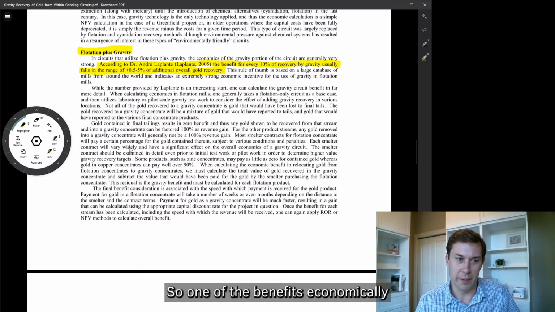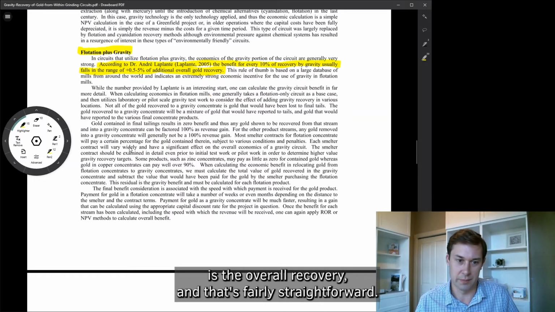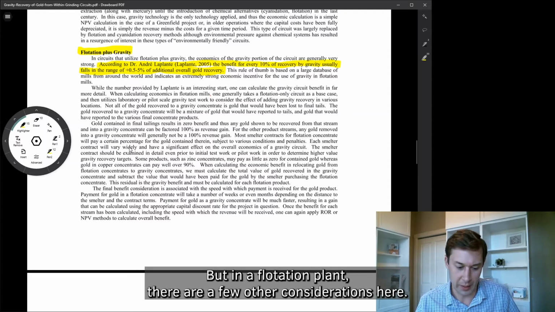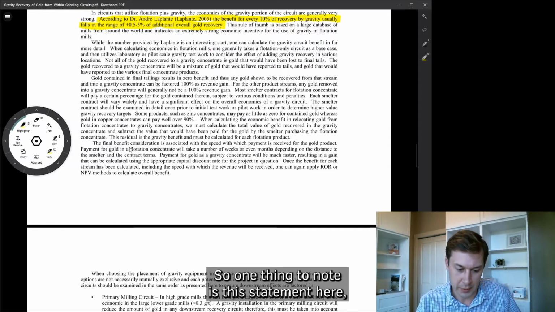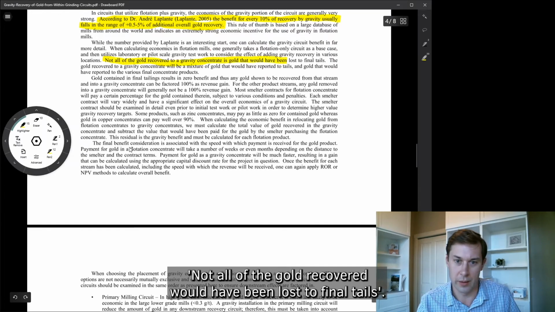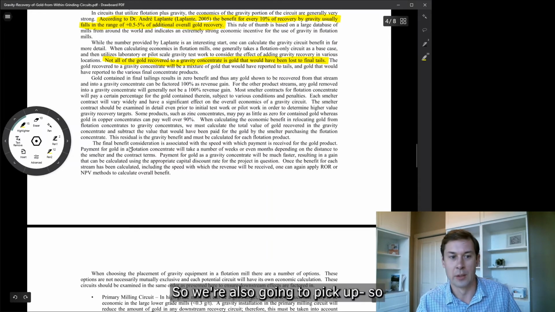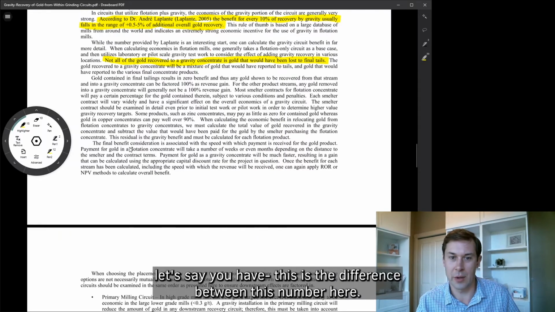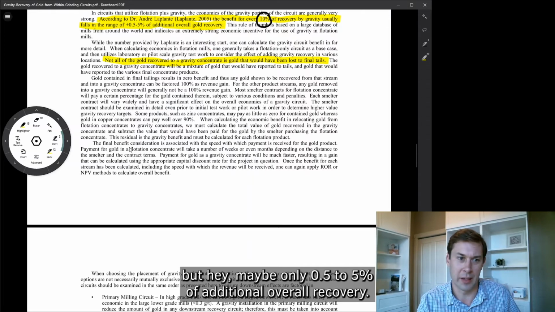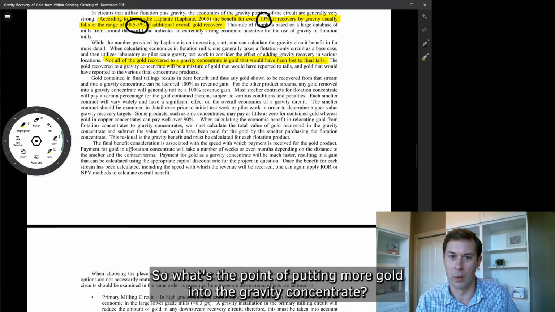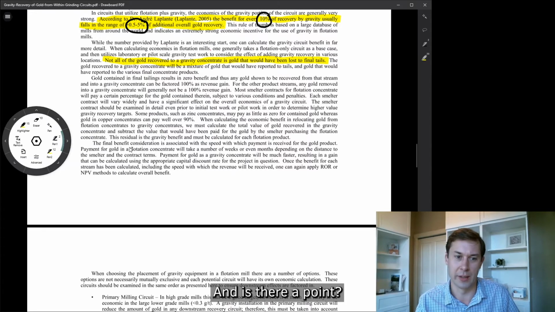So one of the benefits economically is the overall recovery, and that's fairly straightforward. But in a flotation plant, there are a few other considerations here. So one thing to note is this statement here: not all of the gold recovered would have been lost to final tails. So we're also going to pick up, so let's say you have, this is the difference between this number here. So you're going to have 10% gravity recovery, but hey, maybe only 0.5 to 5% of additional overall recovery. So what's the point of putting more gold into the gravity concentrate? And is there a point?